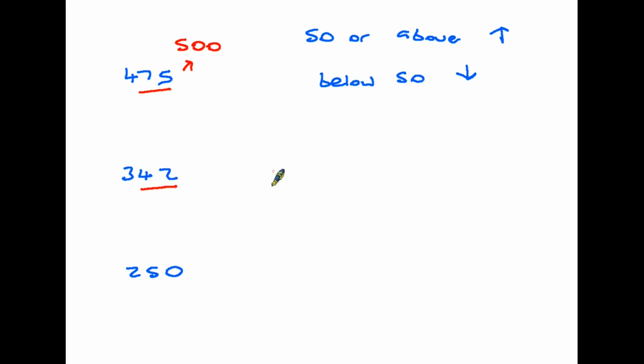Here we have 342, so the last two digits are the 42. 42 is below 50, so that one would round down to the nearest 100, which would be 300. Here we have 250. It's exactly halfway between 200 and 300. But our rule helps us because it says 50 or above goes up. This is 50, therefore that goes up to 300.